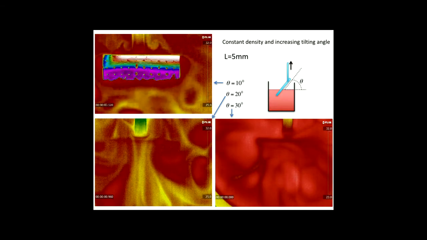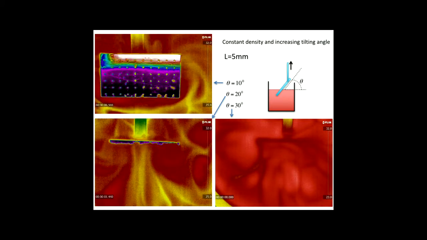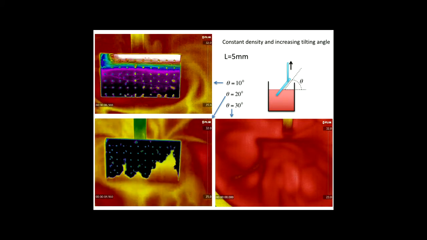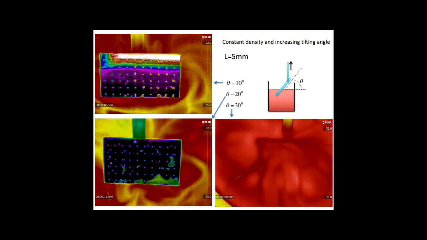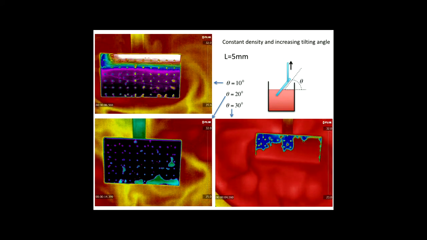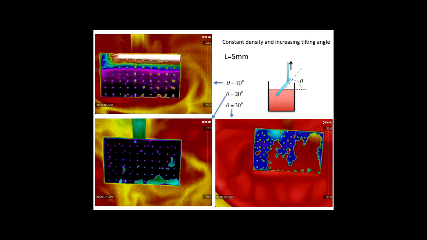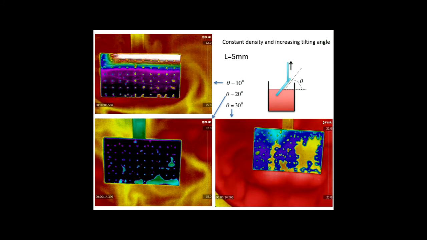What happens as we change the angle? This is for small angle, this is large angle, and even larger angle, the last one. Okay, why is it not working? It should, oh it is. You see that as we increase the angle, again, we get this depinning transition, so the triple line is pinned.